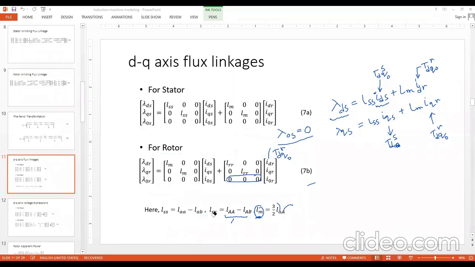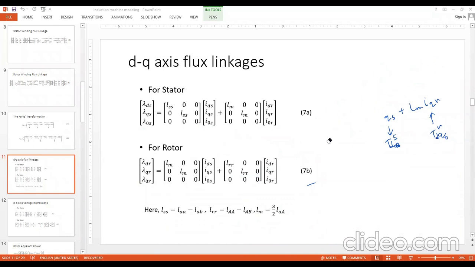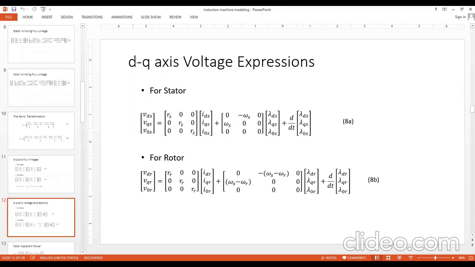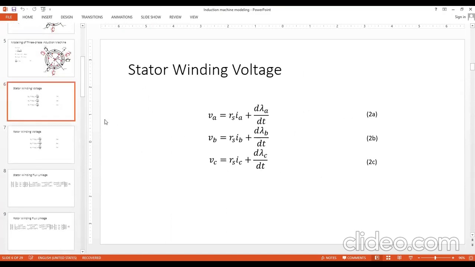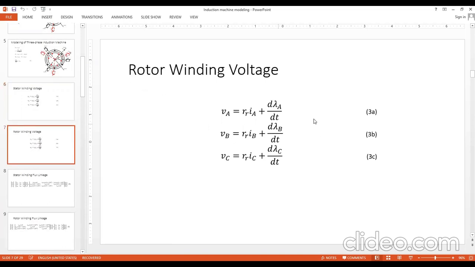With these assumptions, we can easily write down equations 7A and 7B. This is for the flux linkages. Remember, we also have to do the same for the voltage expressions, and in the next slide we get that expression for the DQ axis. The voltage expressions were written in equations 2A up to 2C for the stator, and in equations 3A up to 3C for the rotor.